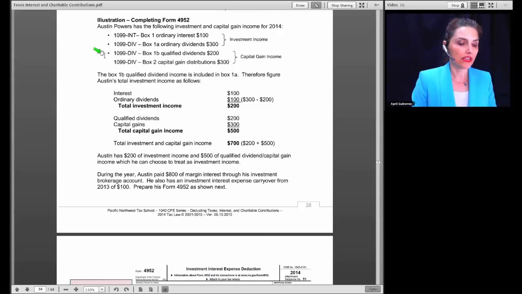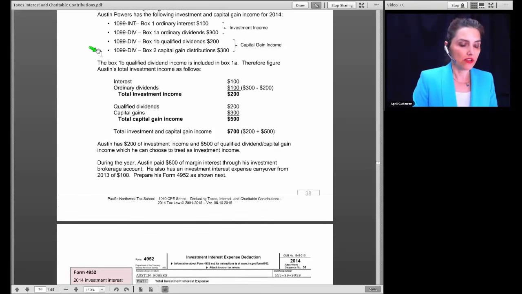But we continue looking at the 1099 DIV, and we can see that Box 1B has qualified dividends of $200. What that means is that of the $300 in Box 1 of the 1099 DIV, only $100 is actual ordinary dividend income because $200 is qualified dividend income. Also on that same 1099 DIV, he has a capital gain distribution showing in Box 2 of $300. So ultimately, his capital gain income is going to be $200 plus $300, and his investment income is going to be $100 plus $100, or $200.